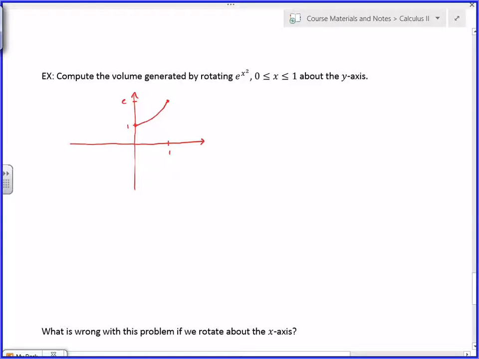It says compute the volume generated by rotating that function about the x-axis. Now what I want to do is the volume under the curve about the y-axis. Yeah, I think I said x-axis. So under the curve means I'm taking this region down here, right? And I'm going this way with it.